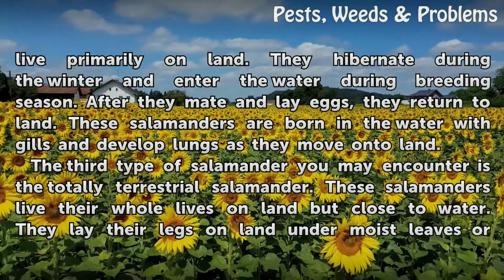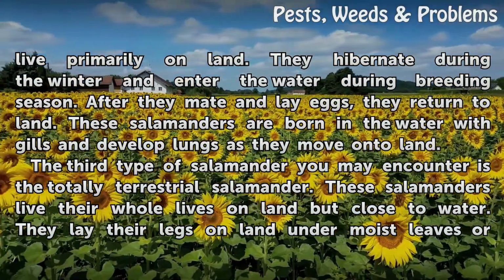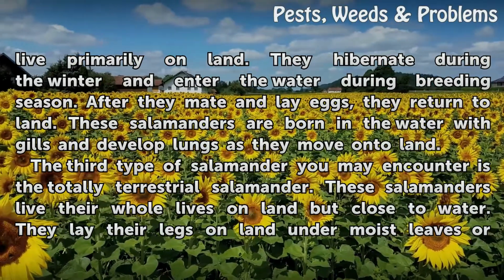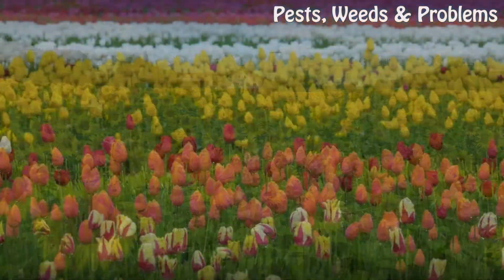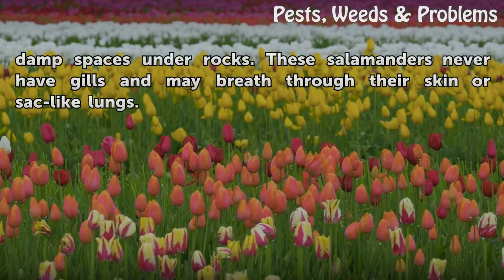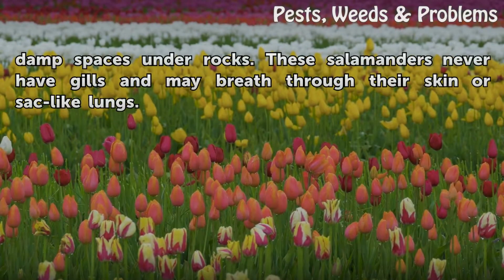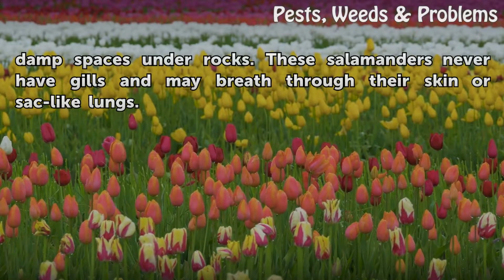The third type of salamander you may encounter is the totally terrestrial salamander. These salamanders live their whole lives on land but close to water. They lay their eggs on land under moist leaves or damp spaces under rocks. These salamanders never have gills and may breathe through their skin or sac-like lungs.